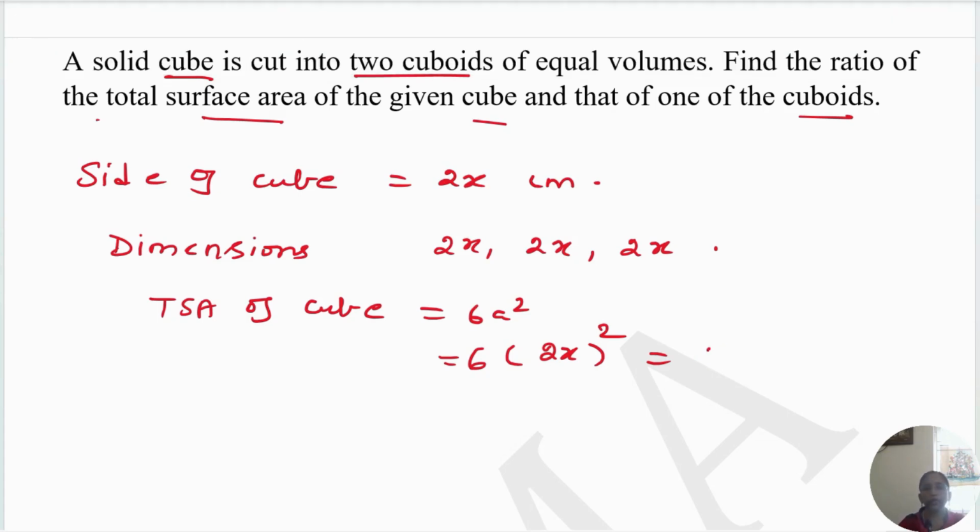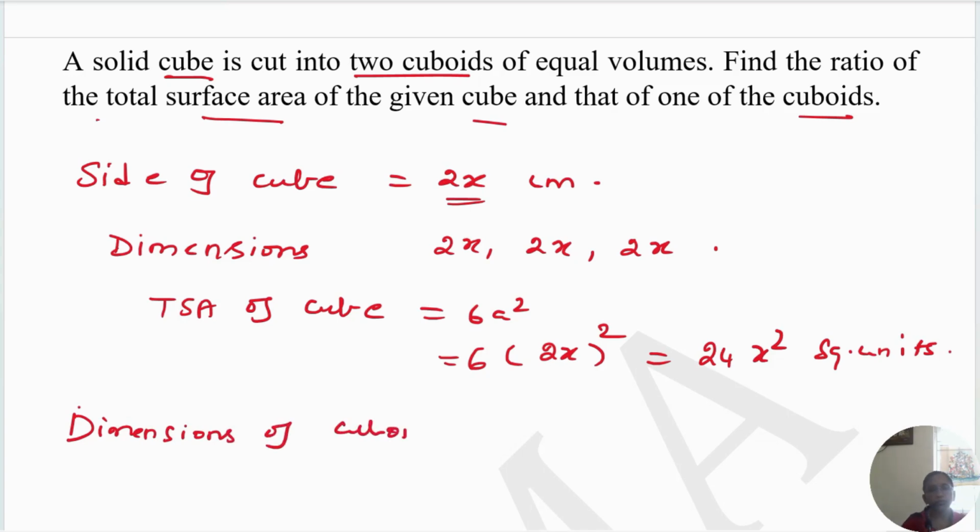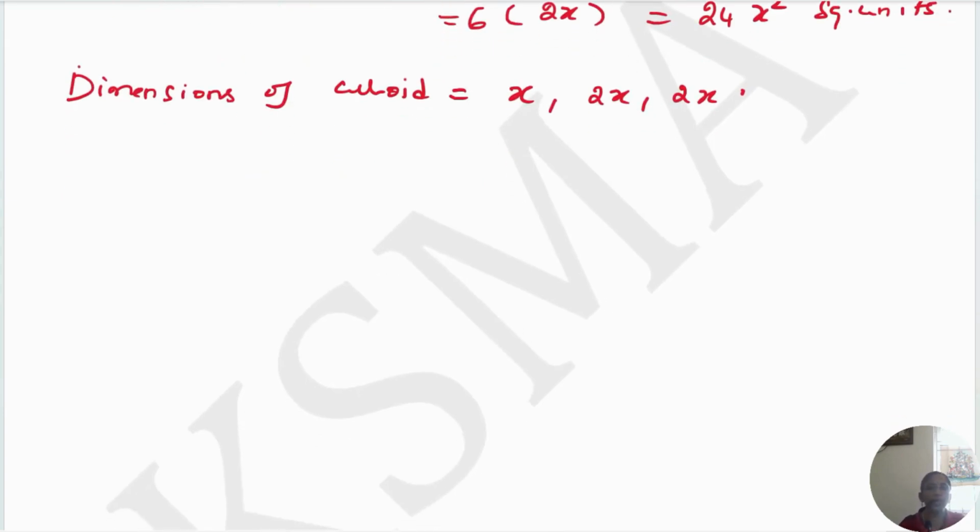This is 24x square units, because it is area. Now it is cut into two parts. The solid cube of side 2x is cut into two parts. So one side now becomes x. So now the dimensions of the cuboid are: the cut side is x and the other sides remain as such, 2x and 2x. So length is x, breadth is 2x and height is 2x, we can consider.